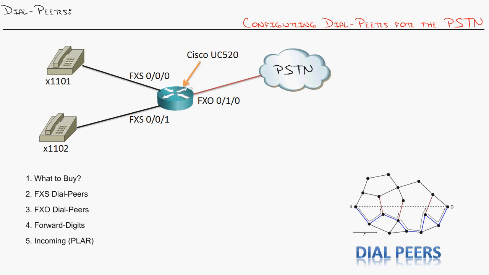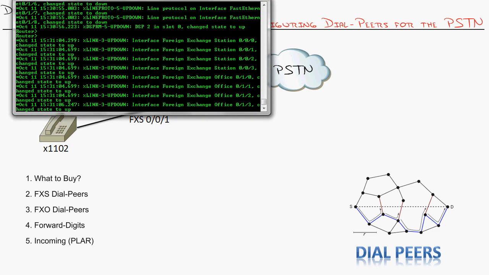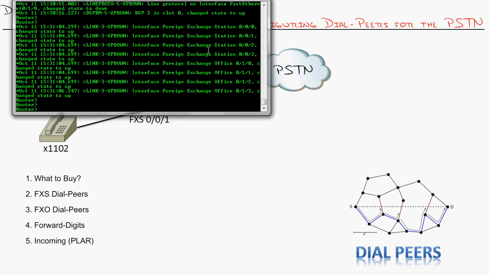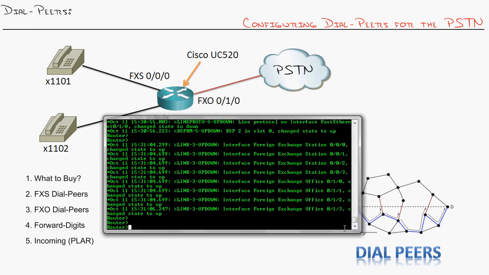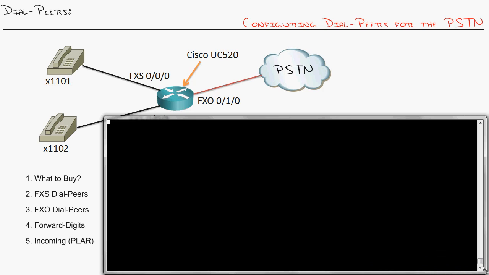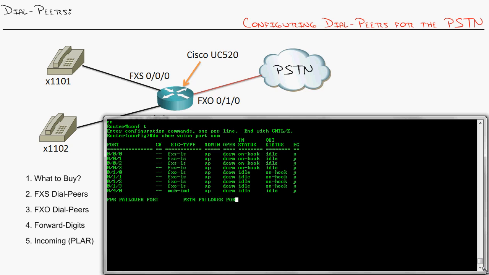There's all kinds of different routers that you can buy, so let's set them up. I've got a Cisco UC520, which is kind of a dream router for setting this sort of thing up. I've literally just brought it up, no configuration whatsoever. I'm going to go into global config mode and do a show voice port summary. You can see right there I've got 4 FXS, 4 FXO. I actually have phones plugged into each one of these ports specifically.